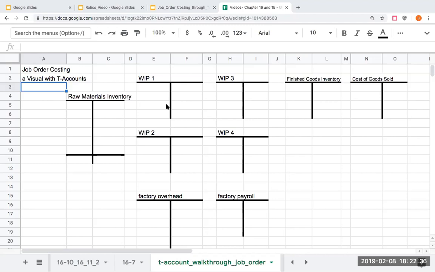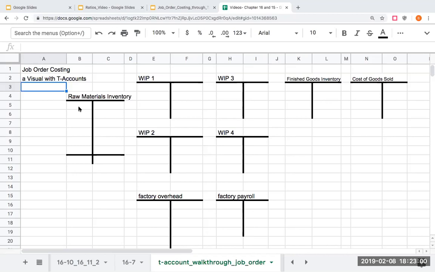I might be a construction contractor where I might have several different jobs going on with one client, or I may have several different clients. But the important thing to remember is that when we're doing job order costing, we need to keep track of everything separately. So how do things usually work with T accounts?